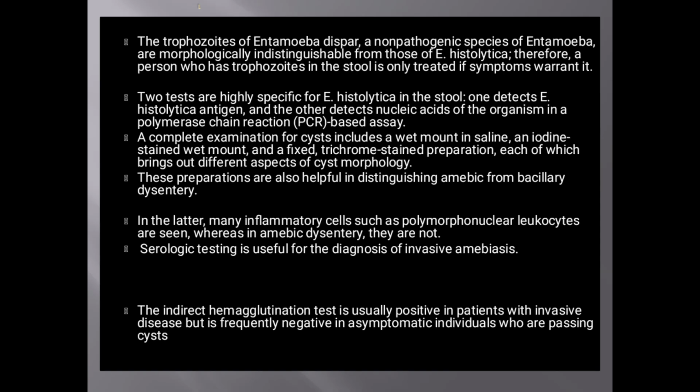Now the trophozoites of Entamoeba dispar, a non-pathogenic species of amoeba, are morphologically indistinguishable from those of Entamoeba histolytica. Therefore, a person who has trophozoites in the stool is only treated if the symptoms warrant it. Two tests are specific for Entamoeba histolytica in the stool. One detects the Entamoeba histolytica antigen, and the other detects the nucleic acid of the organism by PCR.